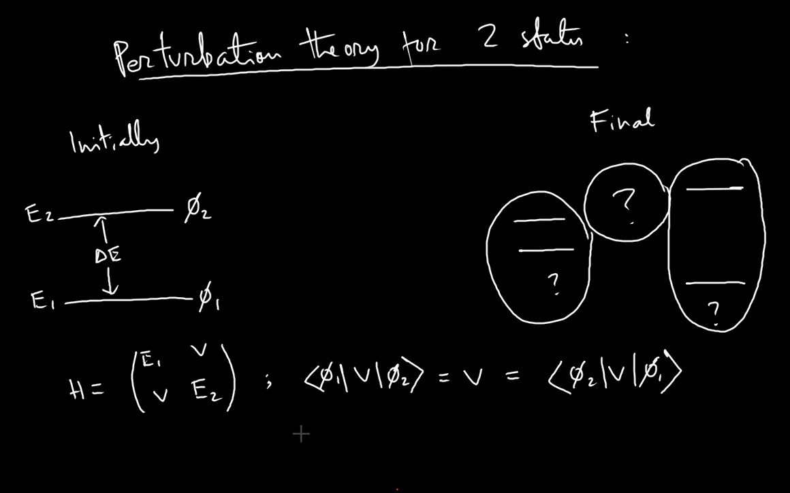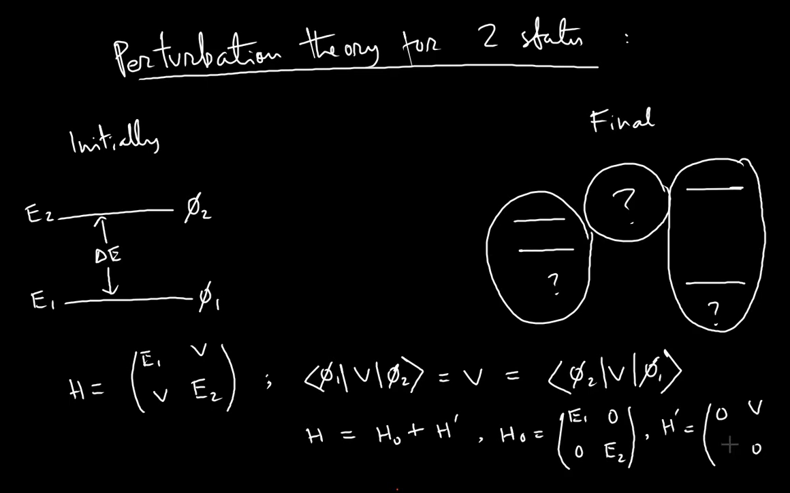Note that here the total H is equal to H0 plus H prime. This H0 is basically E1, E2 having 0 off-diagonal elements, and this H prime is basically the interaction part, right? So non-diagonal terms will be there.